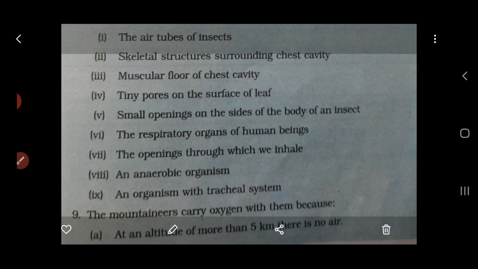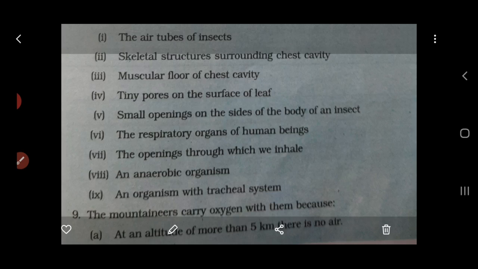And eighth, anaerobic organism. So one example of anaerobic organism. And ninth question, an organism with tracheal system. So which have the tracheal system. So that organism you are going to find out.